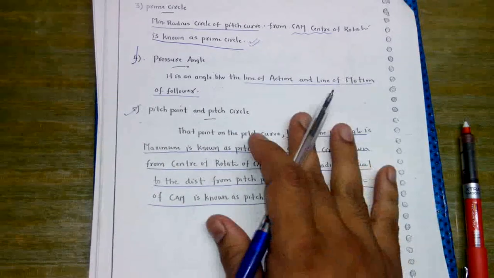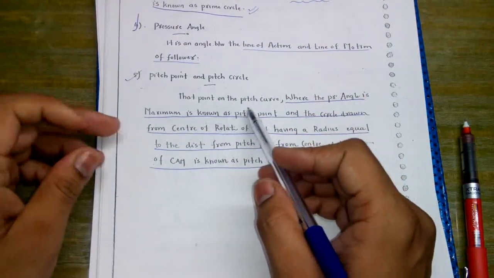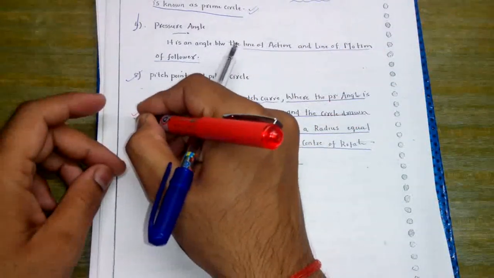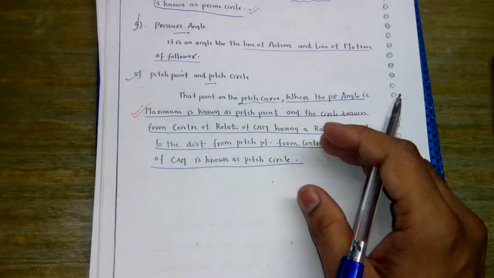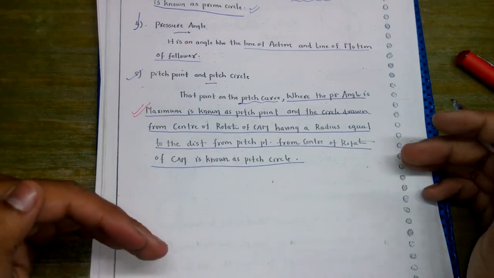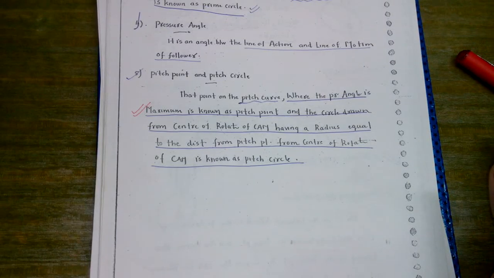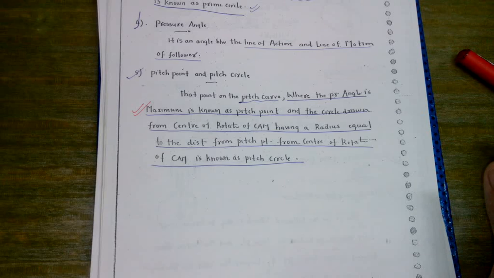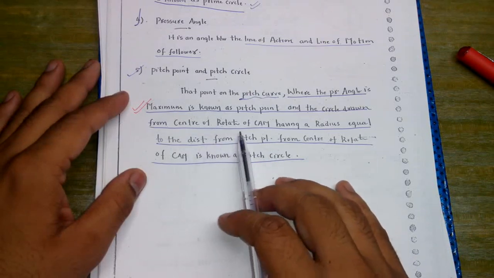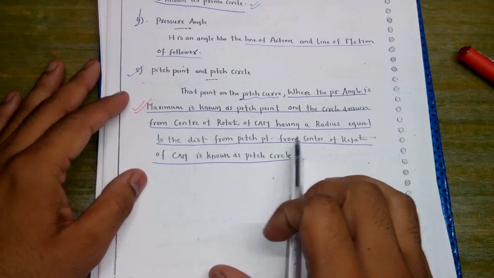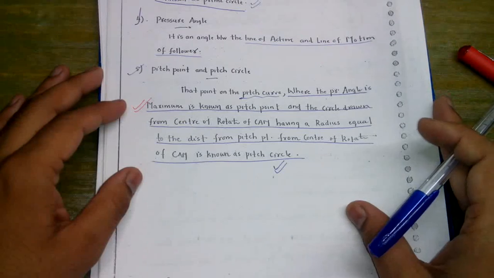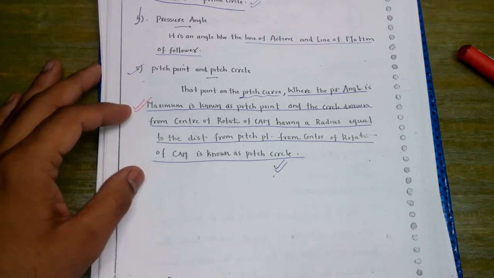Next we have the pitch point and the pitch circle. The point on the pitch curve where the pressure angle is maximum is known as the pitch point. In gears, at the point of engagement the pressure angle was maximum, then once it became zero, and then during recess it again became maximum. So at two places it was maximum, and at one place it became zero. And the circle having a radius equal to the distance of the pitch point from the center of rotation of the cam is known as the pitch circle. So these were all the terminologies that will be used in the cam chapter.